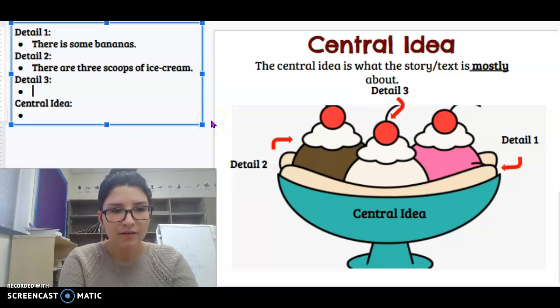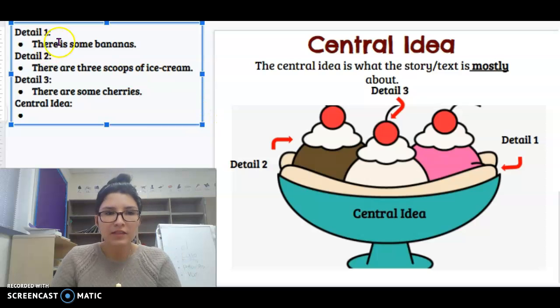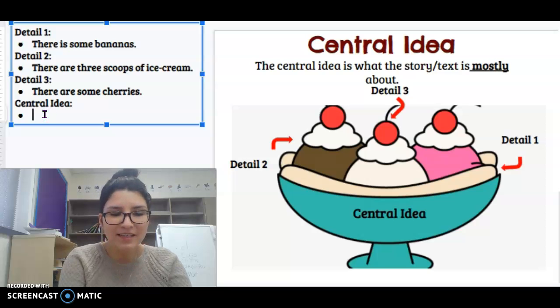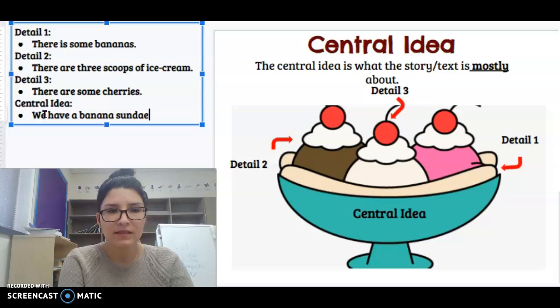There are some cherries. Okay, so there are some bananas. There are 3 scoops of ice cream. There are some cherries. What is this? Using the details, what do I have? We have a banana sundae, don't we? The central idea is we have a banana sundae.